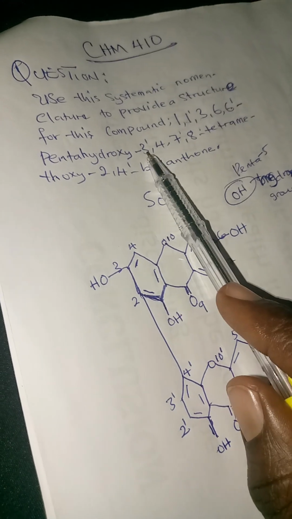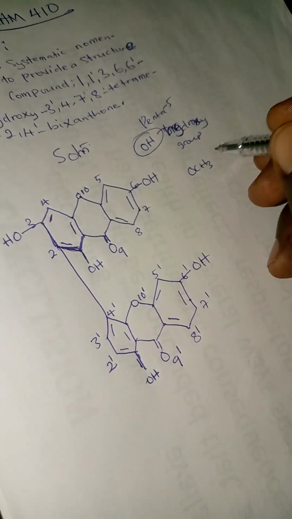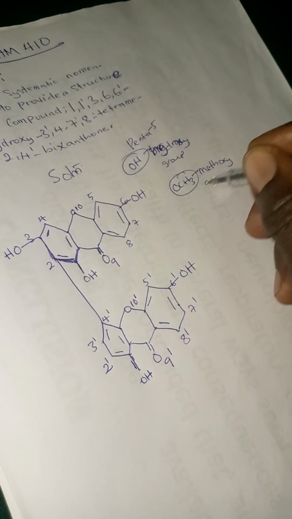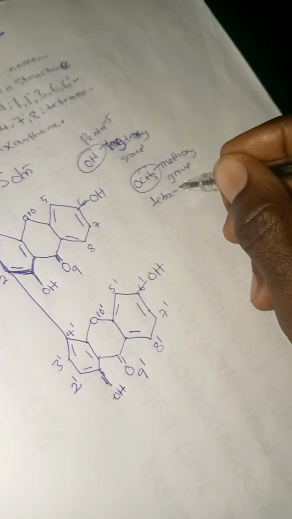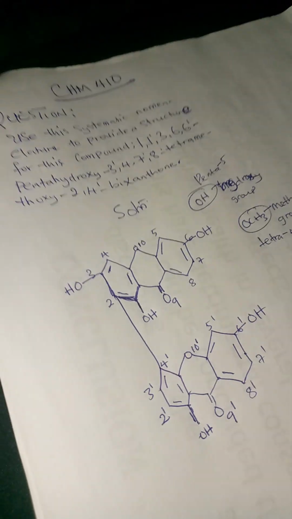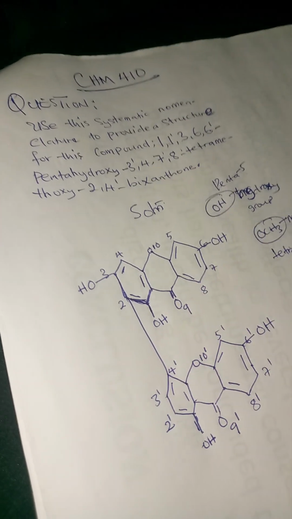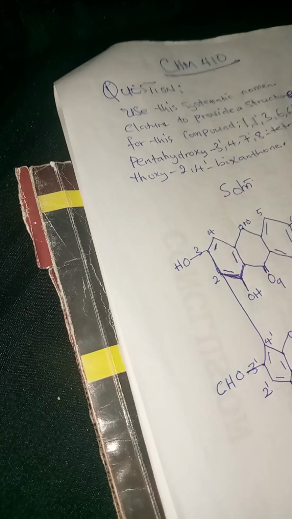The next thing I'm having is tetramethoxy. Methoxy group is written this way. This stands for methoxy group. Tetra means 4. That means my methoxy groups are 4. One is at 3 prime. I come to 3 prime, I put it here. I can write it this way.